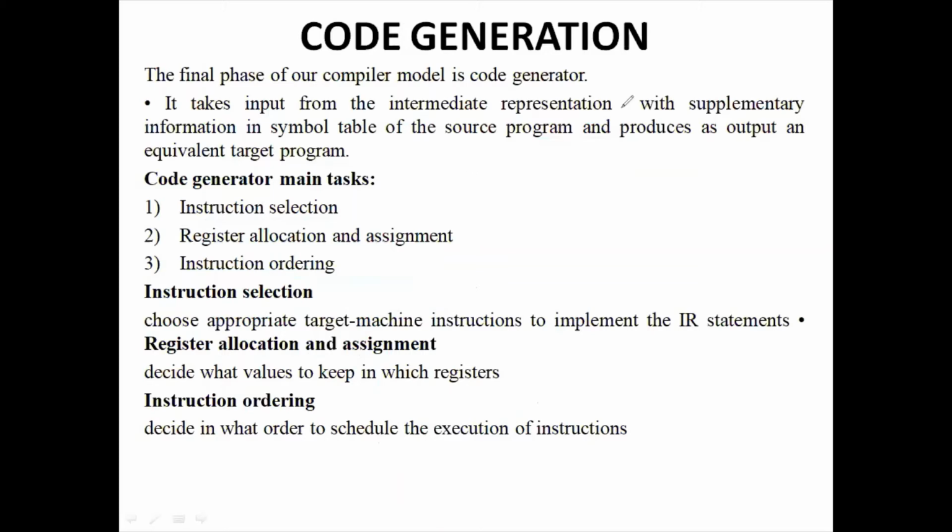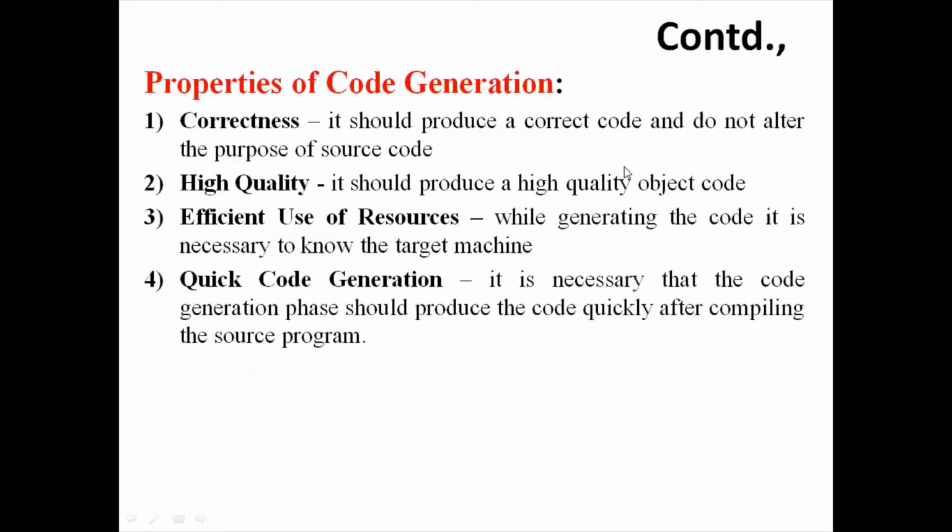What about the next thing? The next one is properties of code generation. This is also one type of two-mark question. In the properties of code generation, we have four properties. First property, correctness. Second property, high quality. Third property, efficient use of resources. Fourth one, quick code generation.